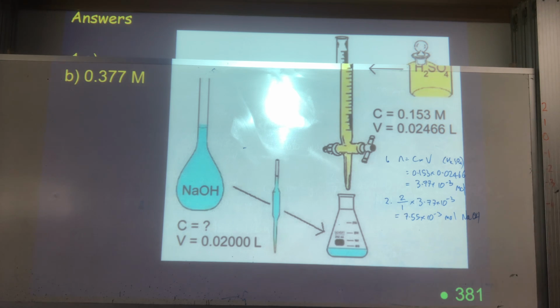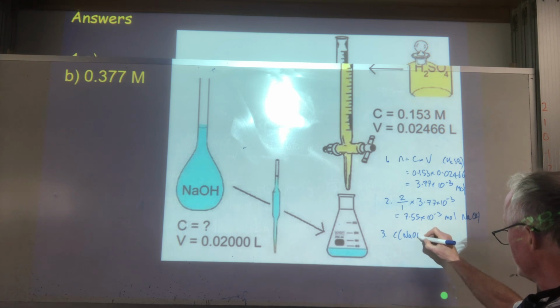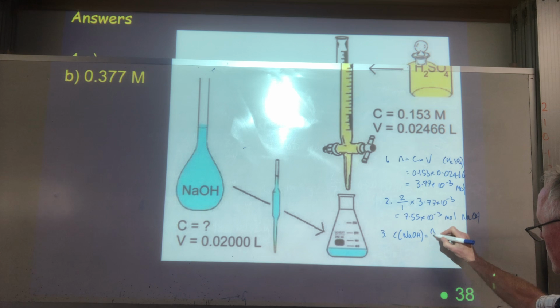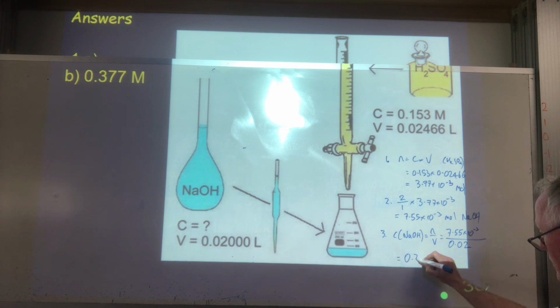Then to work out the concentration of the sodium hydroxide is the moles divided by the volume. So that's simply dividing my previous answer by 0.02. And funnily enough, 0.377 molar.